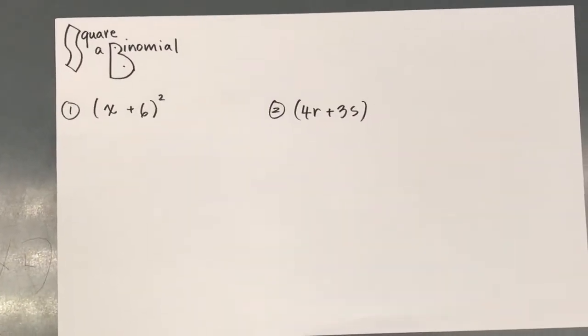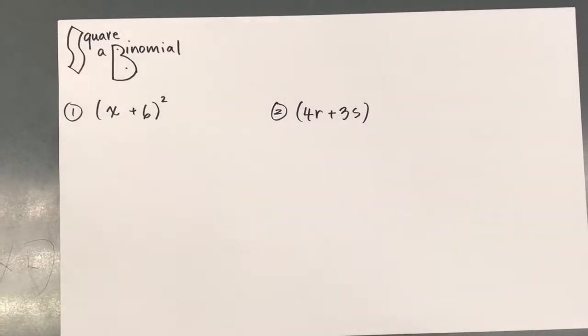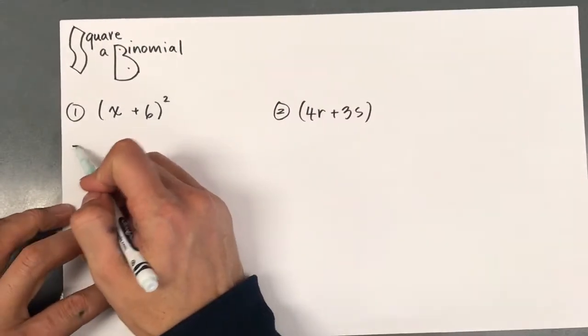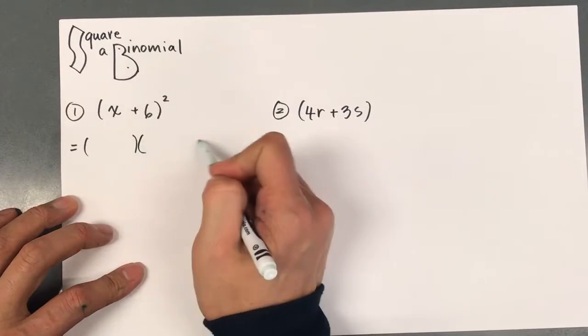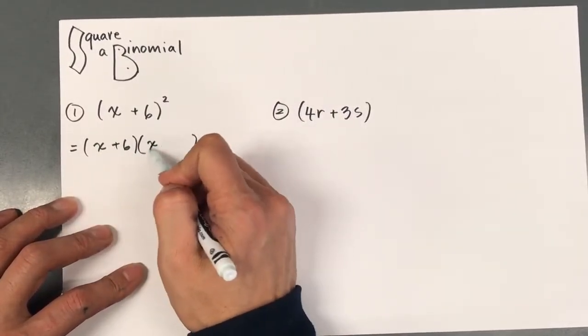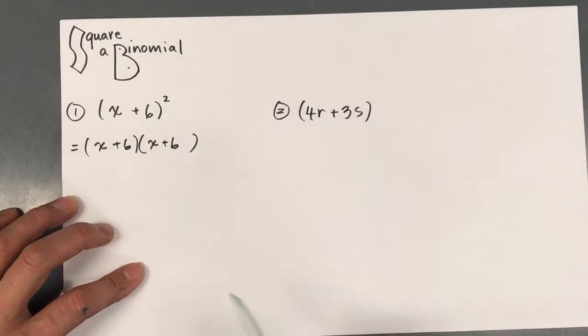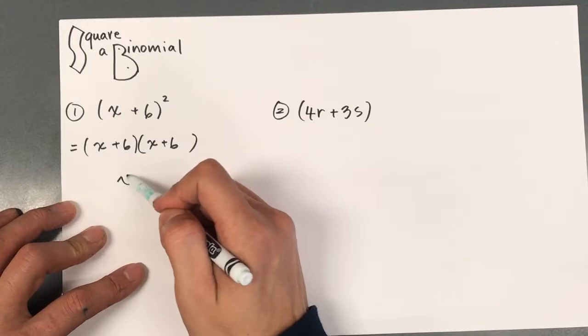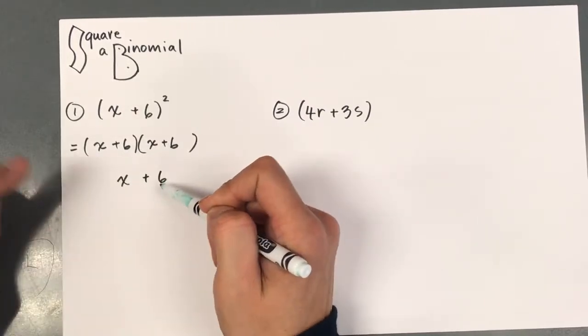Let's square a binomial. So let's say we have (x + 6) squared. So this really means we have two copies of whatever we have inside. Okay, and some people use box methods. So let's set up the box, or we call it an expansion box.